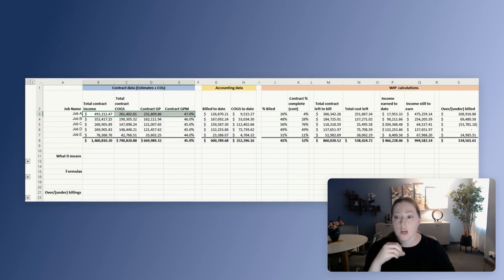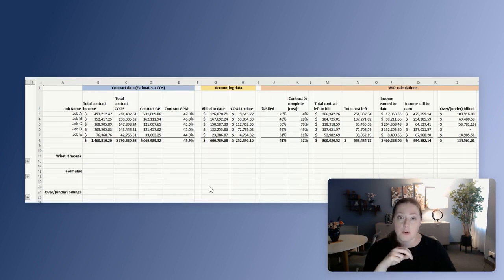So what you want to do is get information on the actual contract price or the contract income that you're going to be getting, the cost for that particular contract, and again, the gross profit that you're going to have with that, and also the gross profit margin.